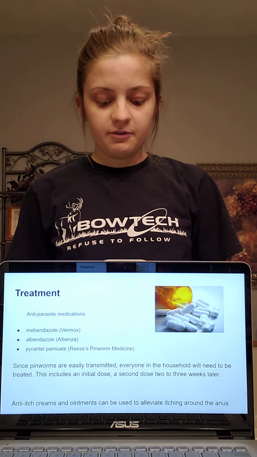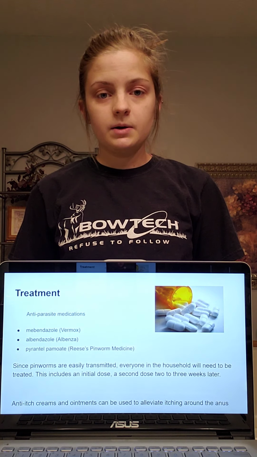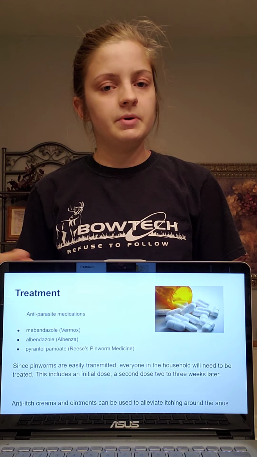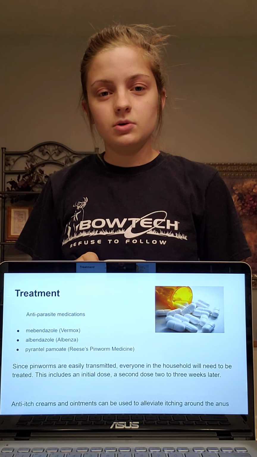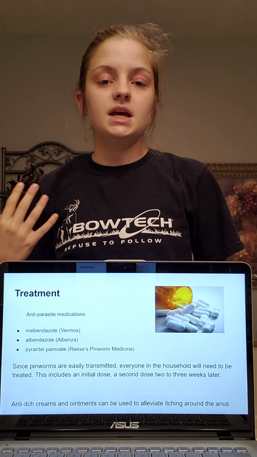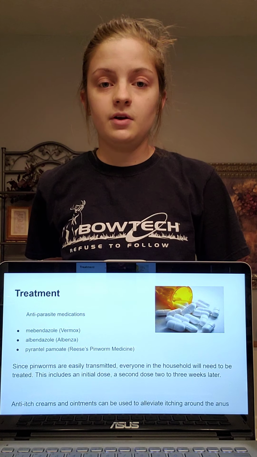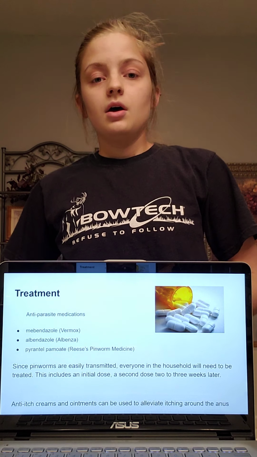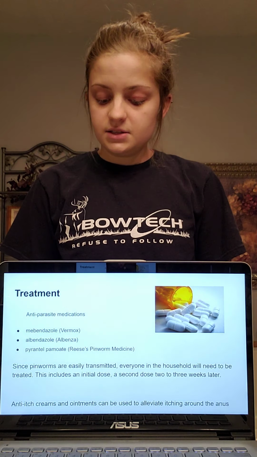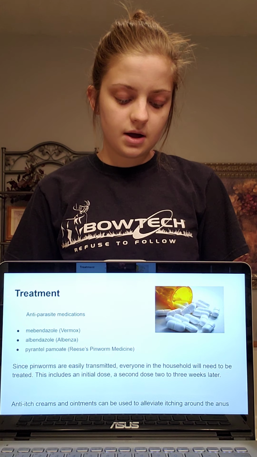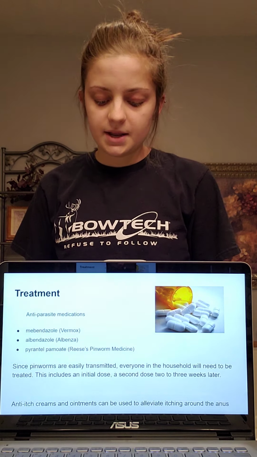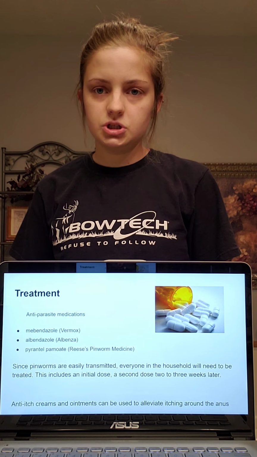So treatment of pinworms consists of anti-parasitic medications, and these are usually in pill form. Anti-itch creams can also be used to alleviate the itching and the discomfort around your anus, because it is very uncomfortable. There are eggs there and the worms crawl around, so if you want to do that, that is fine. The medications are called Vermox, Albenza, and Reese's pinworm medication.